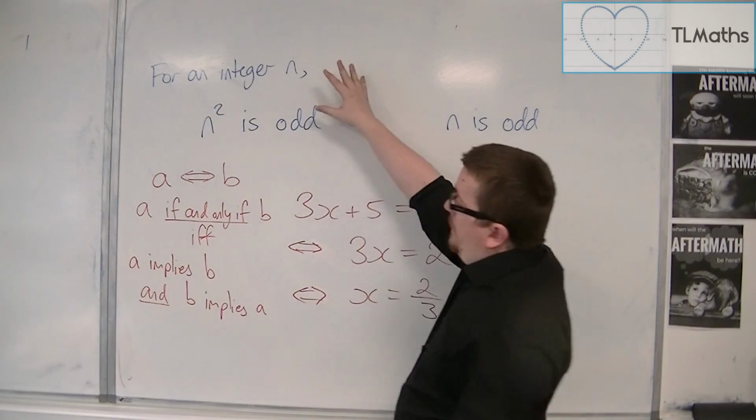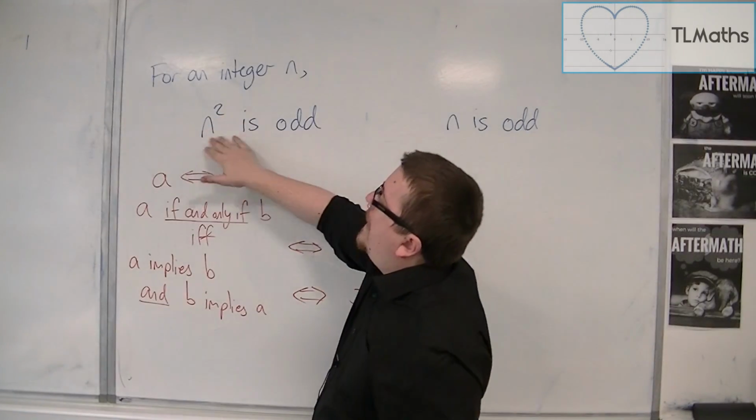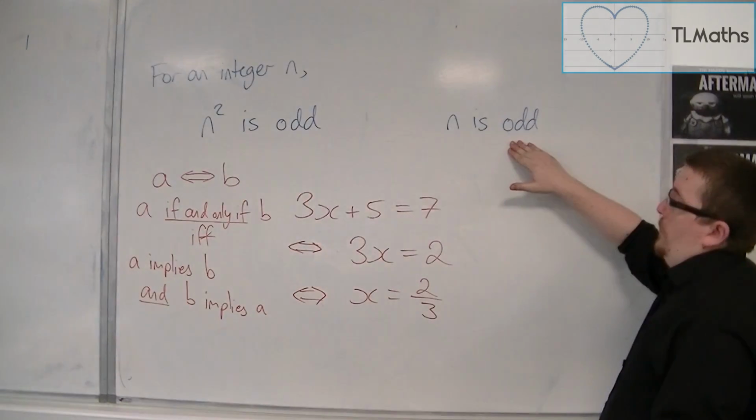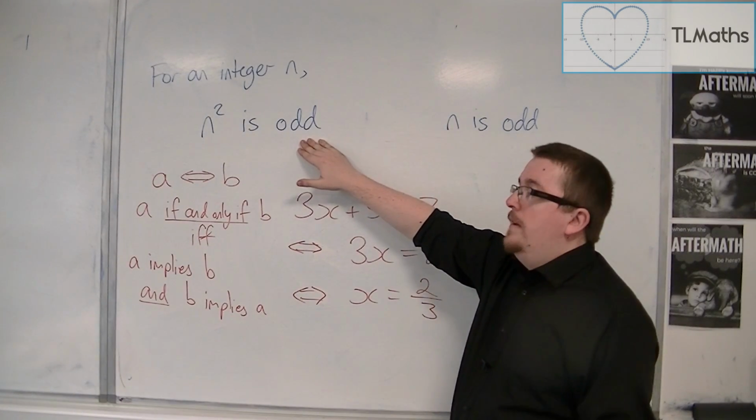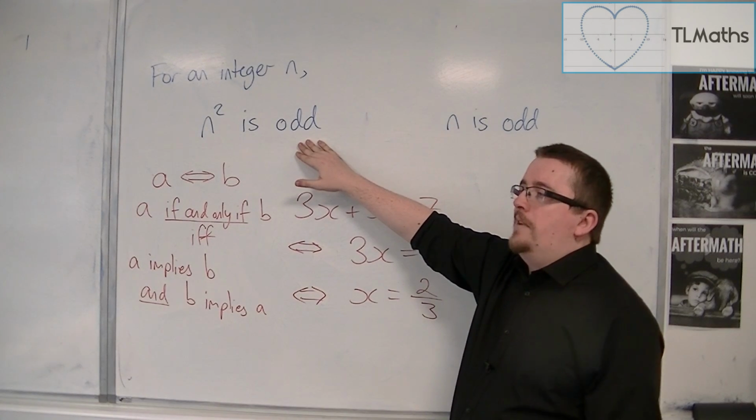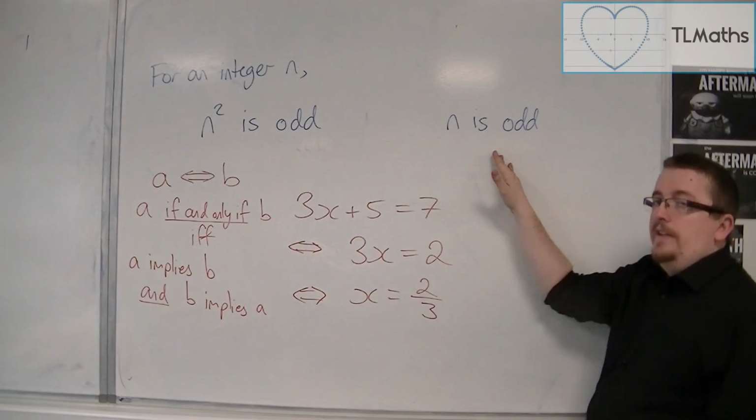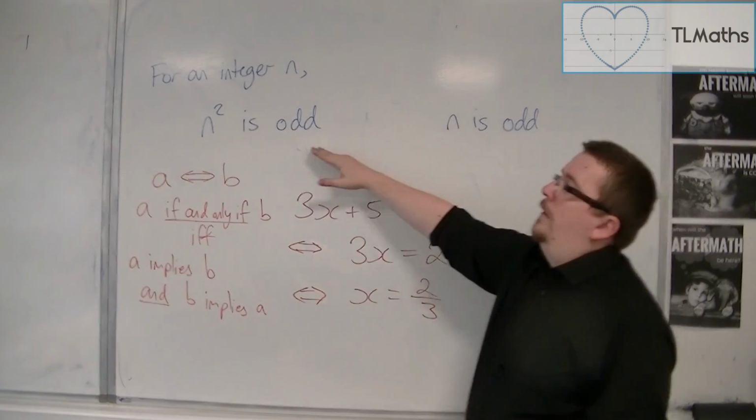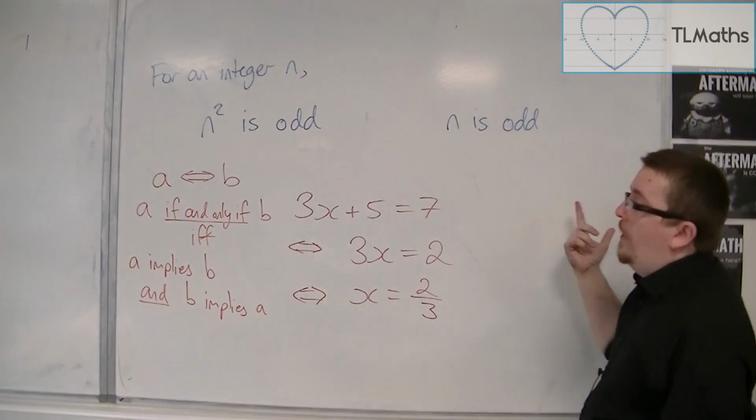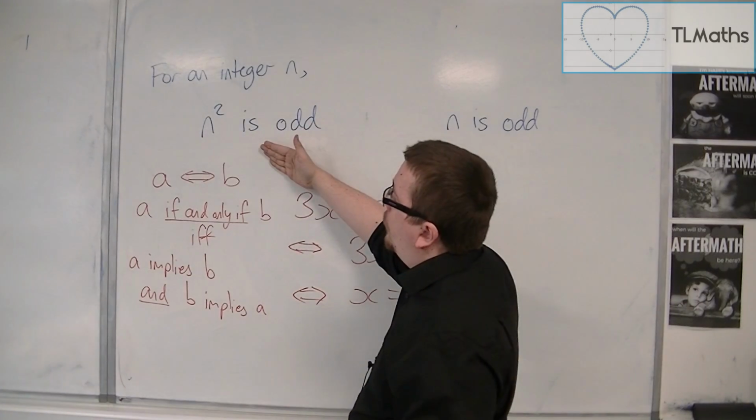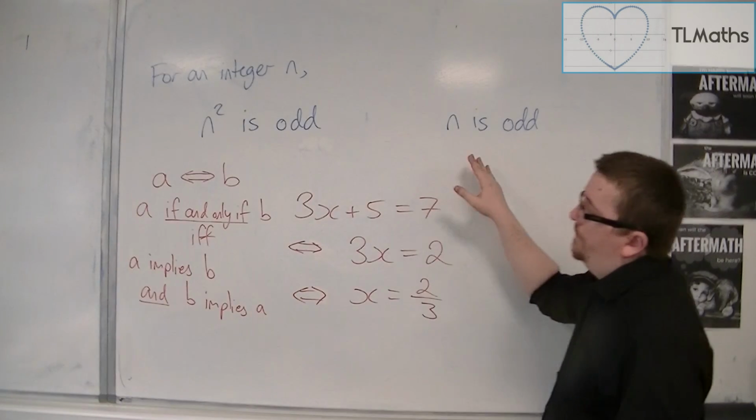For an integer n, so n is given to us as an integer, the two statements are n squared is odd and n is odd. So if n squared is odd, okay, if we had something like 49, then n would be 7, so n is odd. What else could we have? We could have 25. Okay, and n would be 5. So if n squared is odd, then n is odd. It makes sense to go from left to right.